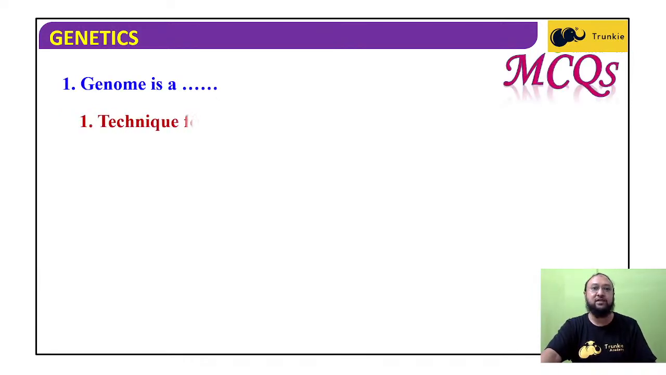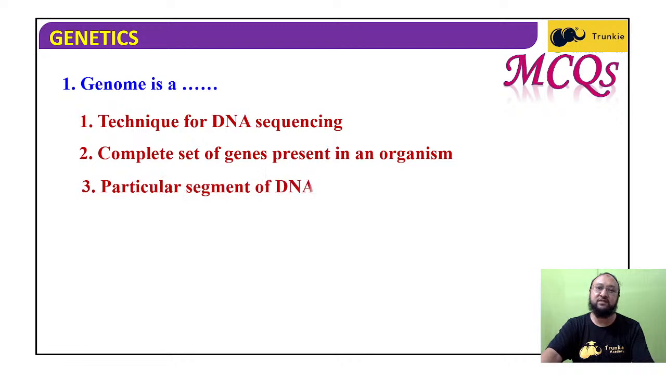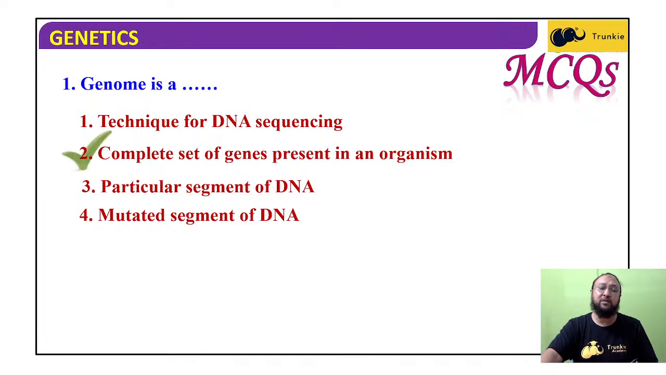Okay, and now we'll go to some questions. Genome is a technique for DNA sequencing or the complete set of genes present in an organism. This is very simple. It's the complete set of genes present in an organism, not a particular segment. It's the complete set of genes in all chromosomes.